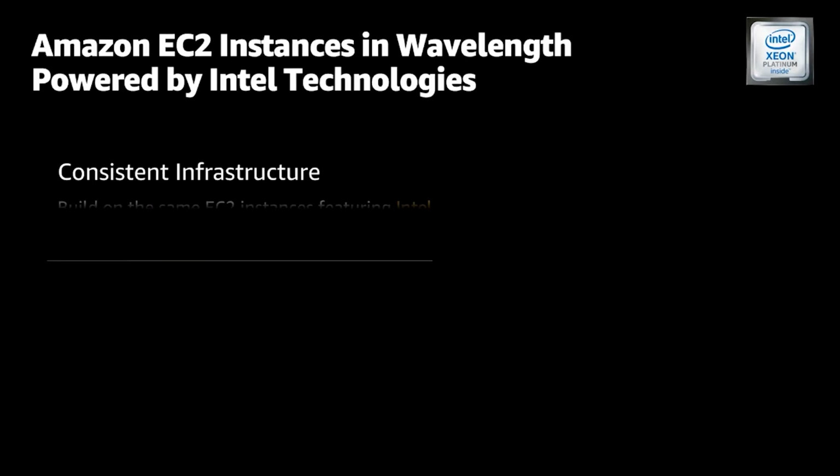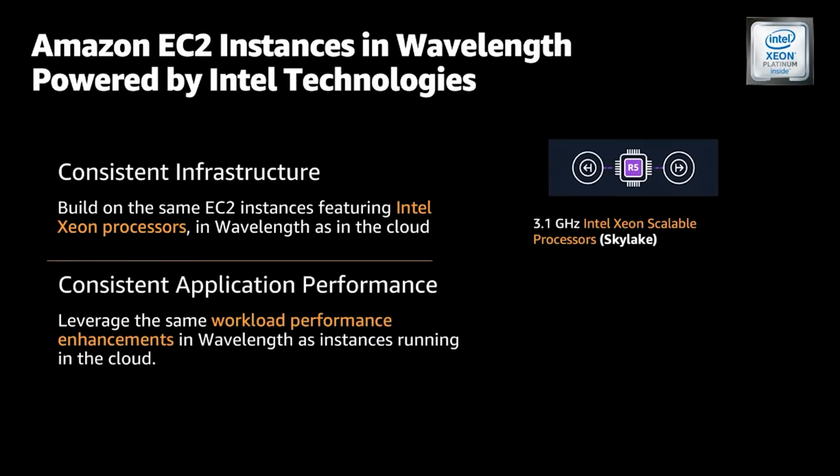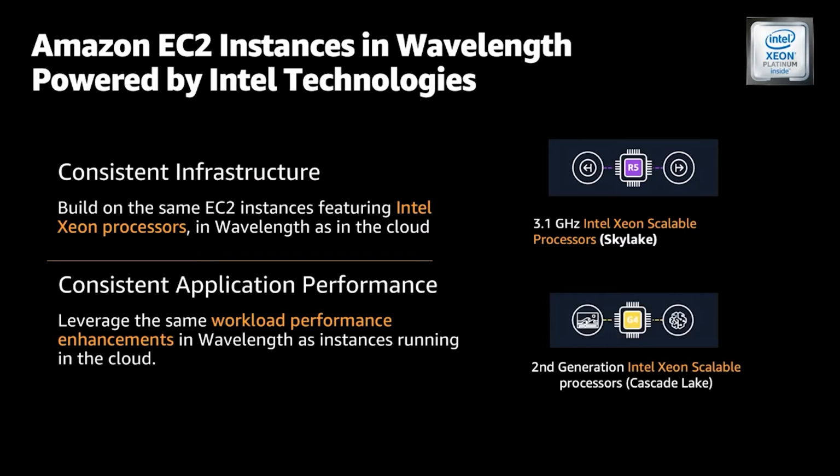Amazon EC2 instances in Wavelength are powered by Intel technologies, offering consistent application performance and the ability to run the same application across AWS Regions and Wavelength Zones. If you're already running your applications on Intel Xeon-based instances in the AWS Region, you'll enjoy the same benefits at the edge, including software optimizations to improve application performance.